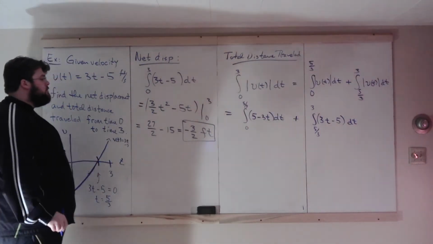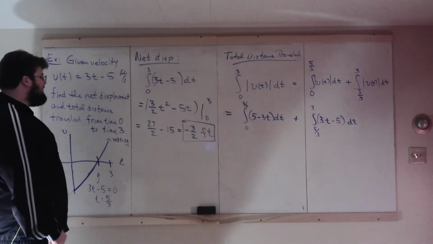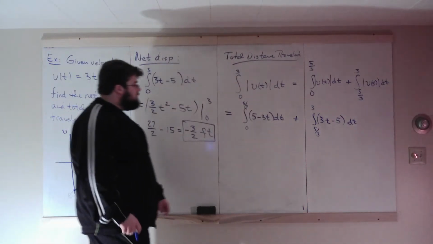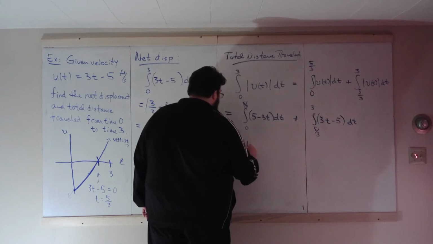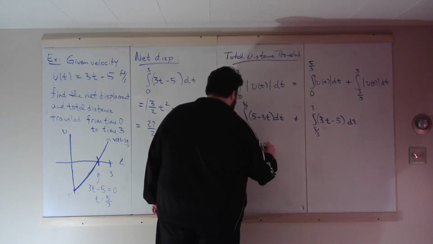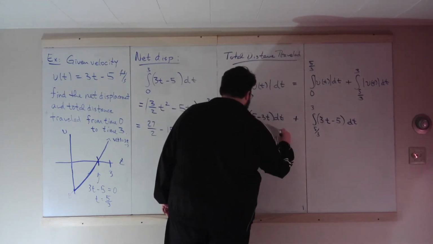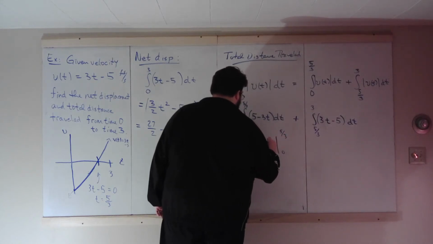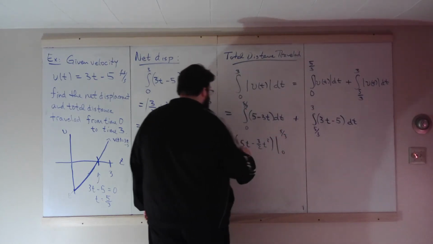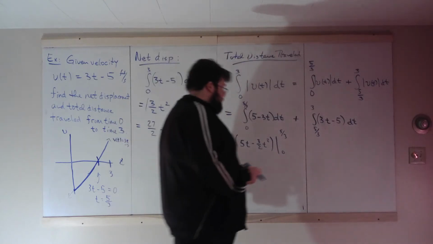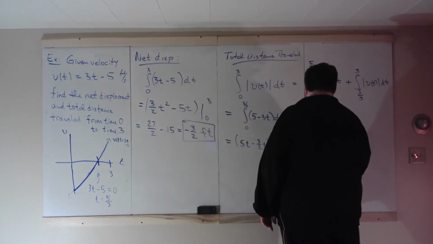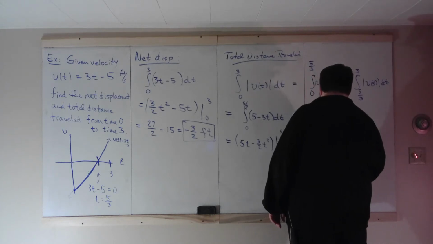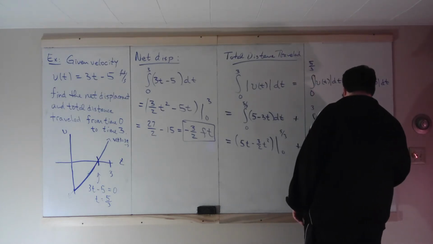Well, and now we just have to compute this integral. Let's do that. Let's just finish this off, and then I'll explain what I was about to explain. Well, here, the integral, we get 5t minus 3/2 t squared from 0 to 5/3. These computations can get pretty annoying. Plus 3/2 t squared minus 5t evaluated from 5/3 to 3.